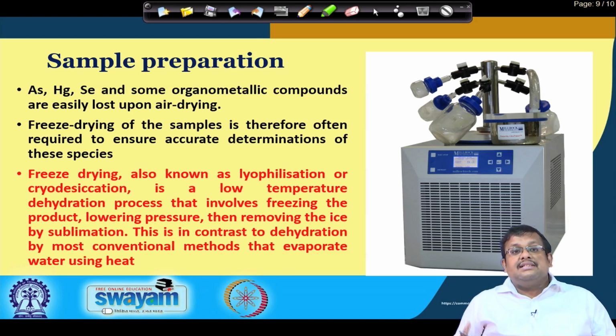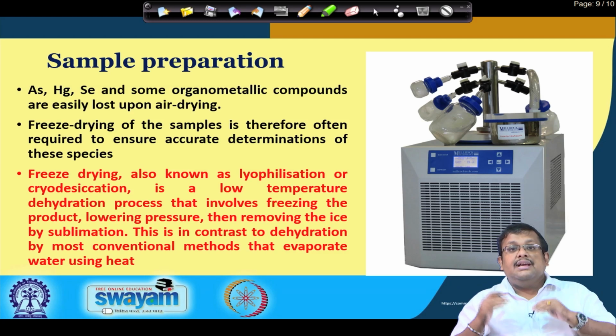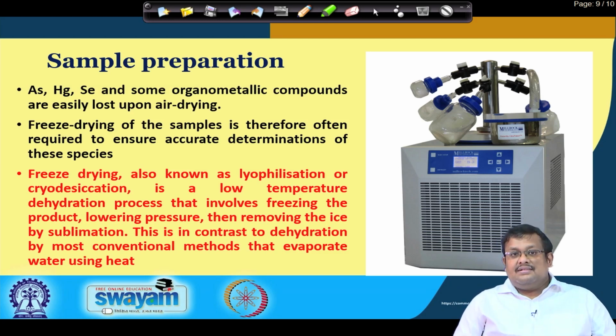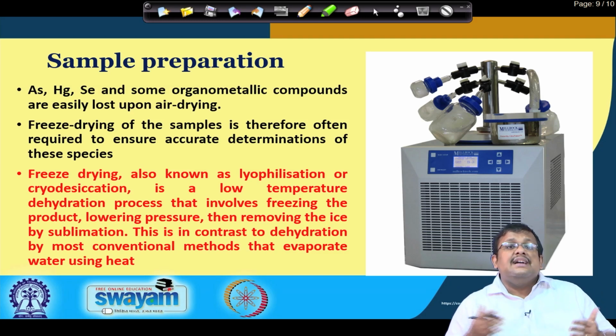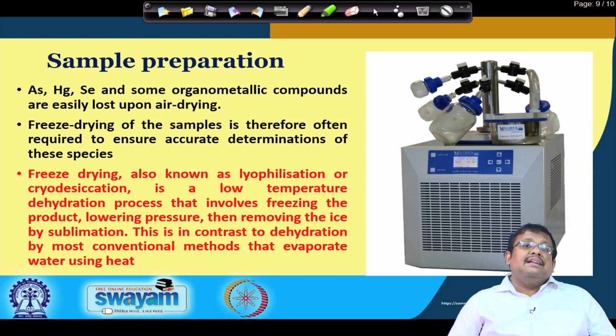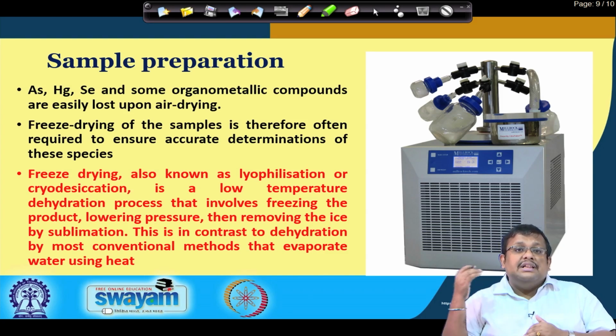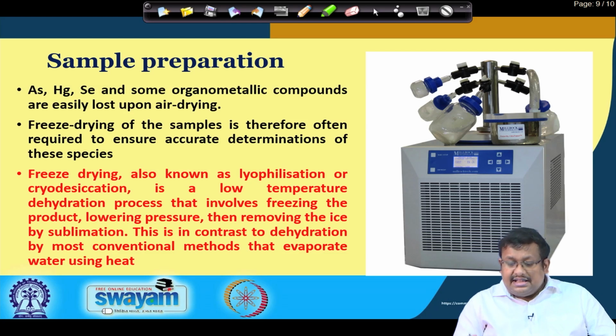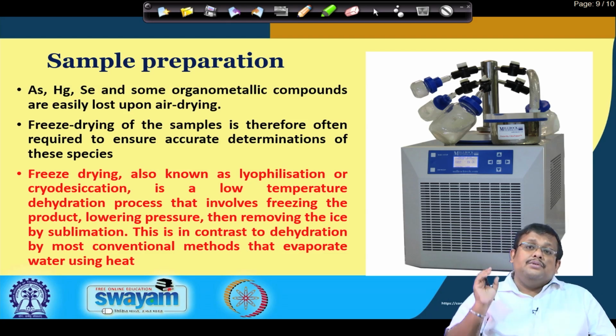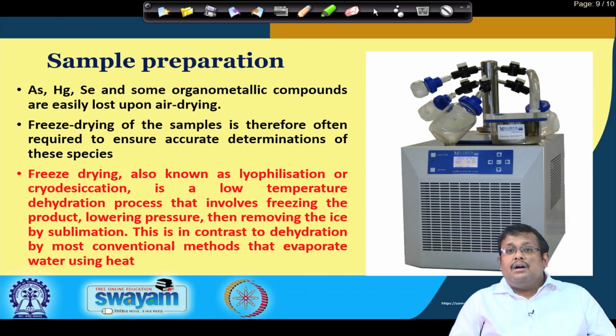So, what happens in this freeze drying? It is a low temperature dehydration process that involves freezing the product. So, basically we freeze the product, lower the pressure and remove the ice by sublimation. This is in contrast to dehydration by most conventional methods that evaporate water using heat. So, here we remove the moisture as ice by the sublimation process, and this is an example of a freeze dryer which is used to freeze dry different materials.